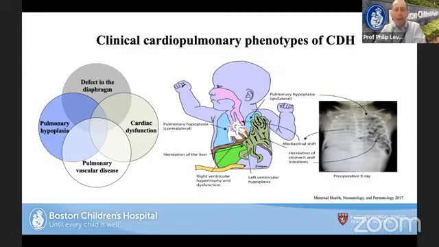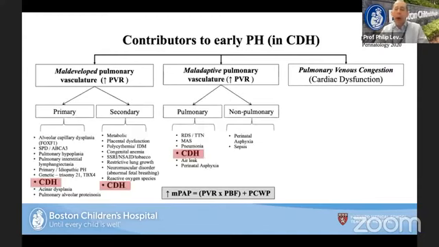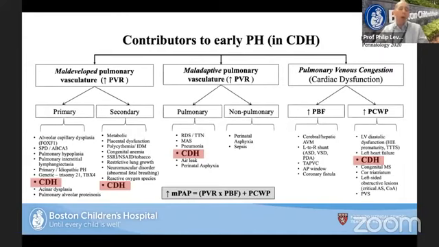The reason I mention CDH is because of understanding the algorithm of how it plays with pulmonary hypertension. We know that it could be a maldeveloped system, right? It could be either a primary insult from the lungs, or it could be a secondary insult from the bowel affecting the lungs. It could be an issue with high acid levels and hypoxia affecting the lungs. And then we also know that it could affect the left heart and cause left heart disease, all leading to the causes of pulmonary hypertension, either by the vasculature or the left heart disease.